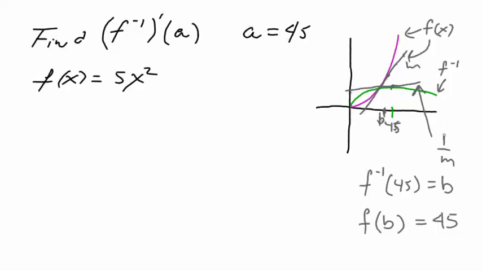Then we can just say, well, it's 1 over m, right? Slope of the tangent line. Anyway, I hope that doesn't sound confusing. So this is what we're going to do. We got f of b is equal to 45. Well, here's f. So let's do that.